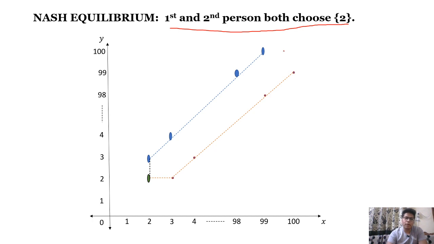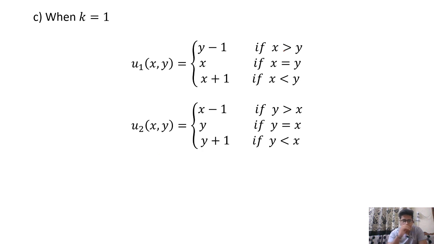Now let's start with part D. What if k is equal to 1? I simply substituted the value of k, which is 1, in place of k here, here and here.